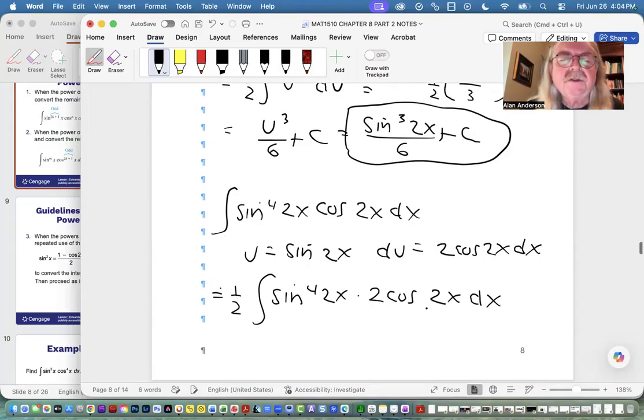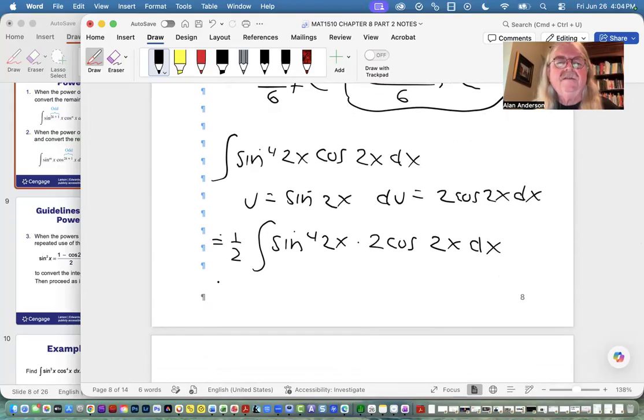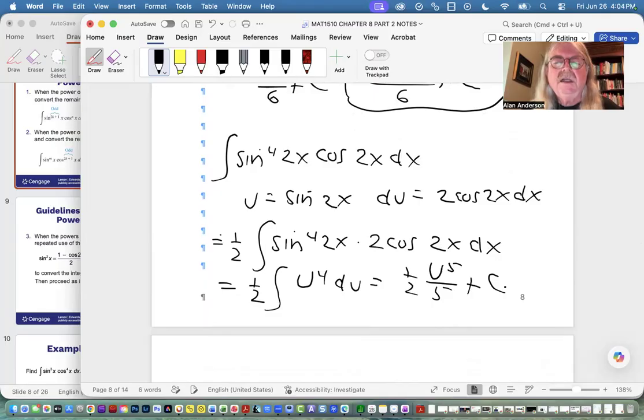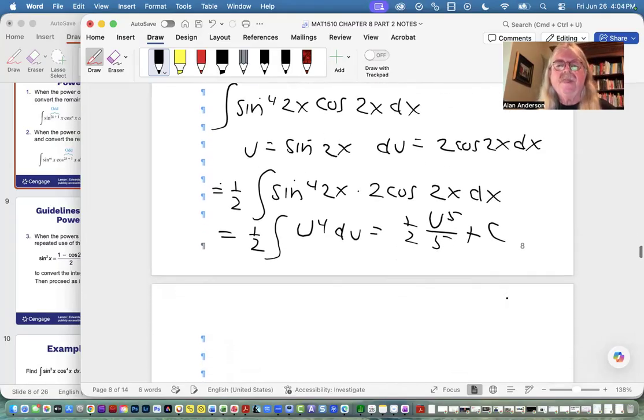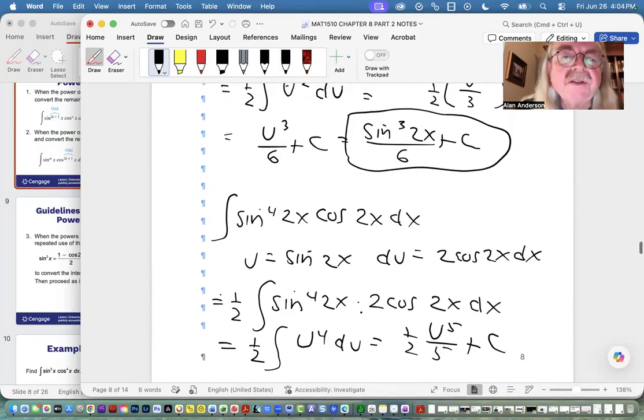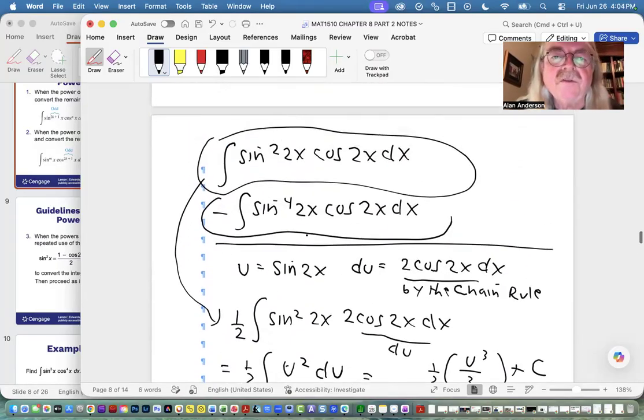So it reduces to 1/2 u to the fourth du. So we ultimately end up with 1/10 sine to the fifth 2x. And now keep in mind too, based on what we had up here, we're subtracting one from the other.